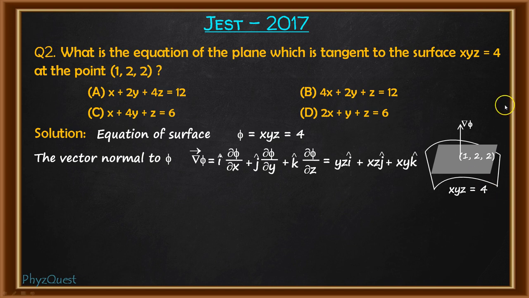Now we have the general expression of the gradient of phi. We have to calculate the gradient of phi at the particular point (1, 2, 2), which will be equal to 4 i cap plus 2 j cap plus 2 k cap. This is the normal vector at the point (1, 2, 2). So we have both the things needed to define the equation of a plane: the point (1, 2, 2) and the normal vector. Now our purpose is to define the equation of the plane.